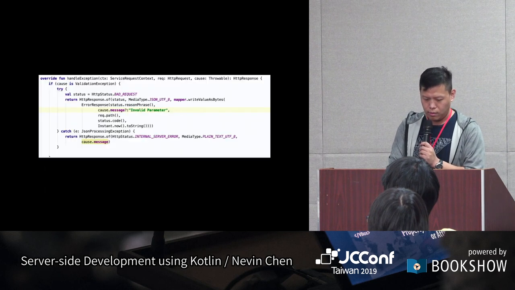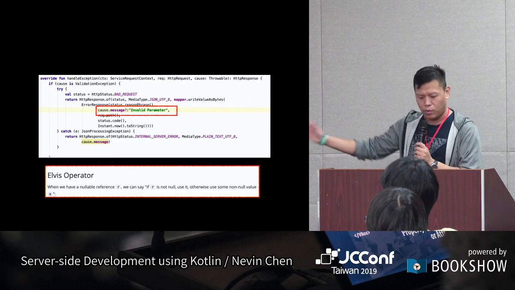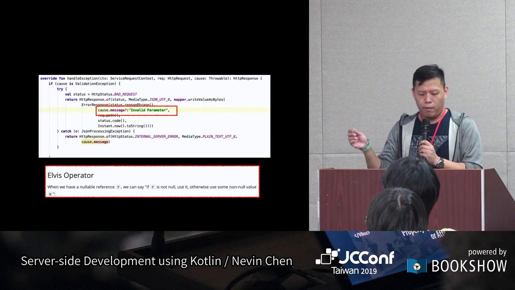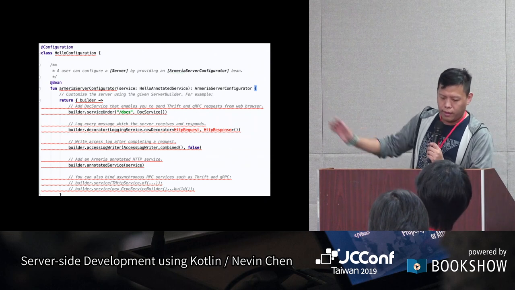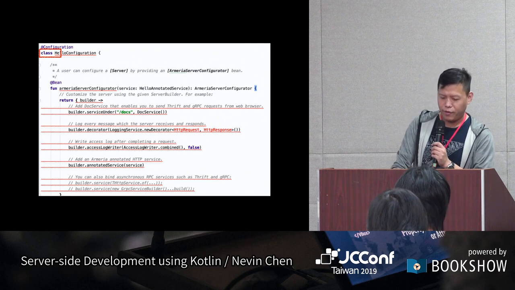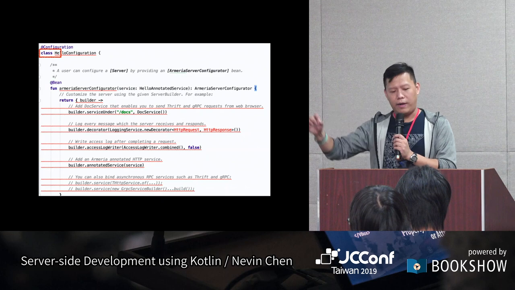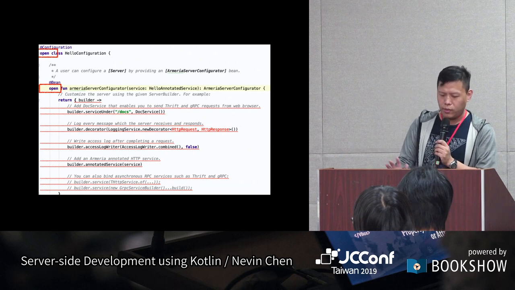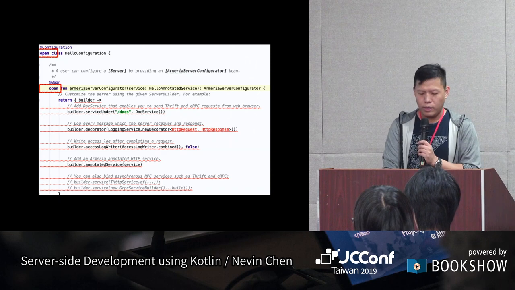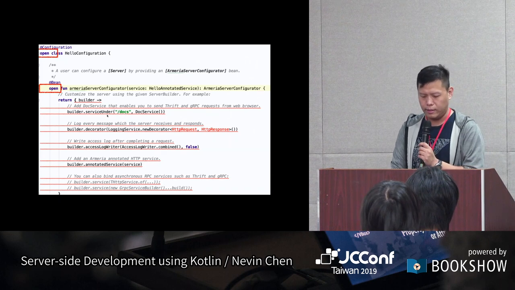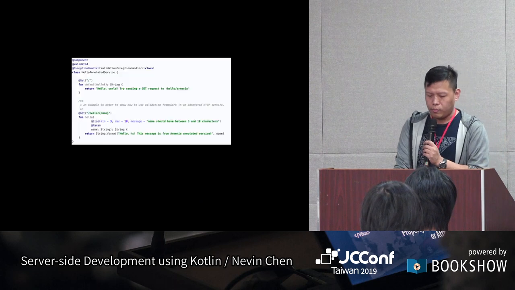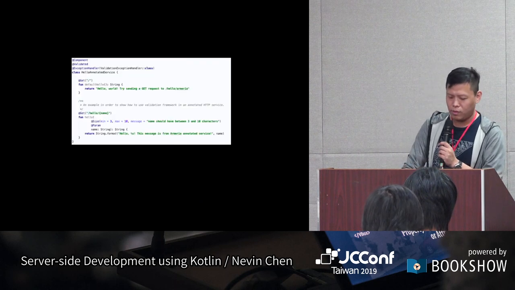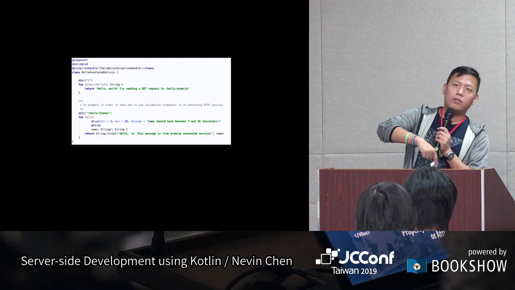I need to add, okay, the Elvis operator. For those who don't know, the Elvis operator gives you a default value if it's null, so that way it will be non-nullable. Similar thing here: I have a configuration, but because in Kotlin every class is final by default, I need to make it open. After I make it open, I still have some errors like here. The compiler cannot infer the type here, so I need to specify the type. What I'm trying to say is there are some little things you need to know when you want to jump from server Java to server Kotlin.